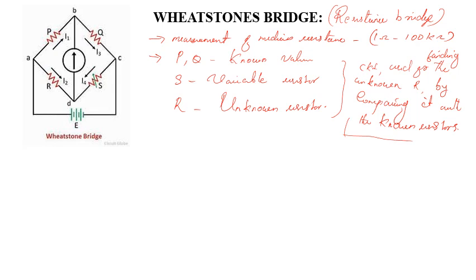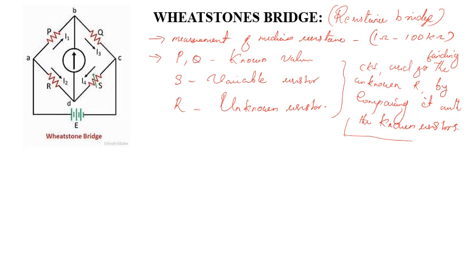So here R is the unknown resistor. We have to find the value of the resistor R by comparing it with P, Q and S. This is the basic requirement. In addition to that, we are giving a supply source between the terminals A and C, and there will be a galvanometer between the terminals B and D. The function of the galvanometer is to indicate the flow of current through this section.